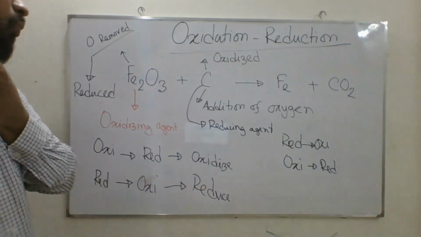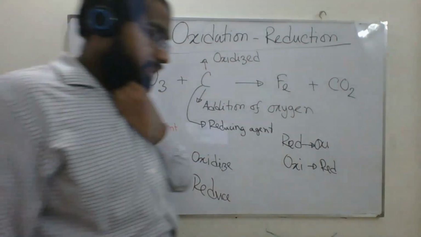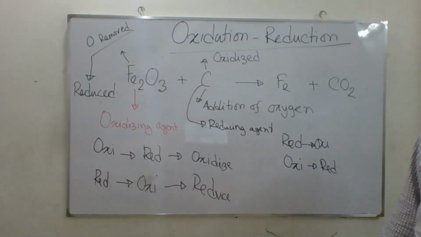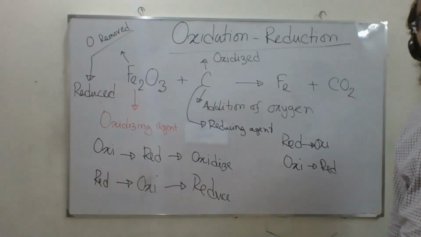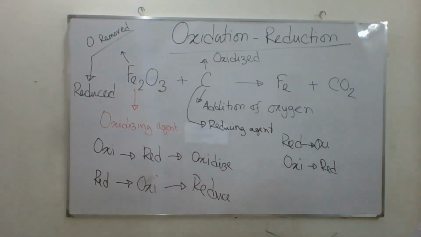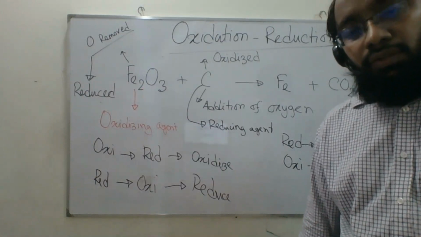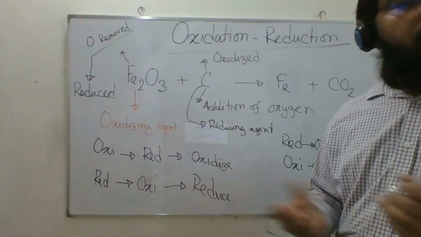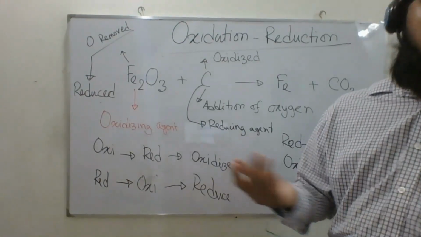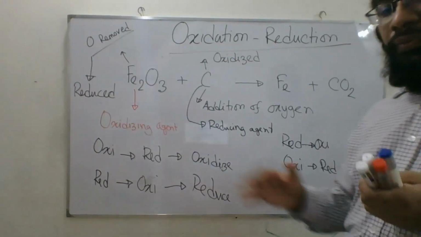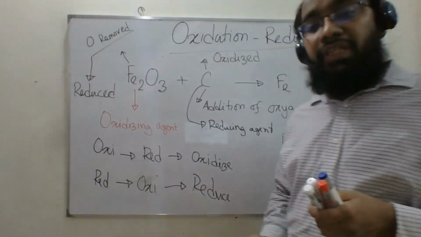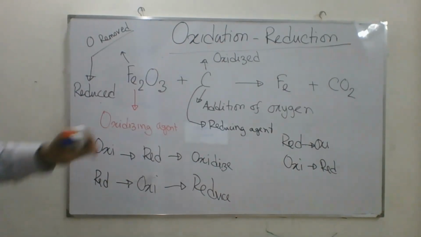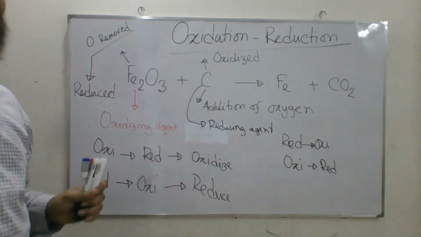Now, how to recognize which one is the oxidizing agent and which one is the reducing agent? Basically, the common technique is if you find something with a higher hydrogen number, then this is a reducing agent, and with a higher oxygen number, this is an oxidizing agent. And most of the metals are reducing agents, and most of the non-metals are oxidizing agents. This is the common concept. We will learn later how we can definitely know. Now, we discussed the classical concept.